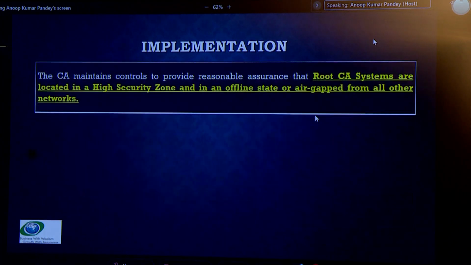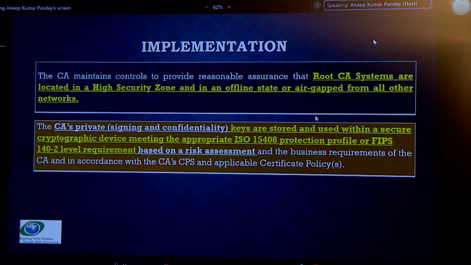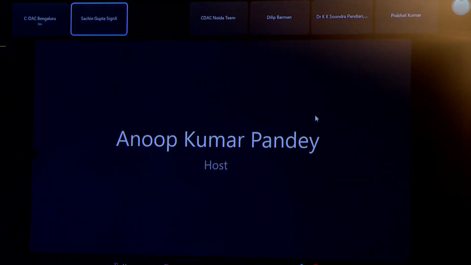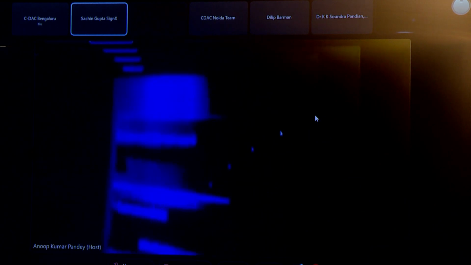Next, another one: the root CA systems are located in a highly secured zone and in an offline state or air-gapped form. That means your root CA should be offline or air gapped. It should not be connected to any other network. That's a requirement they are stating. Then they also say the keys should be generated in HSMs. What is the HSM type? FIPS 140-2, which we are already doing.